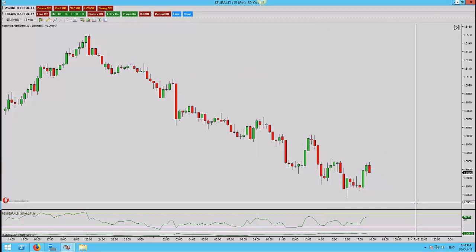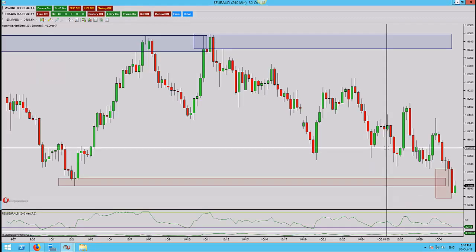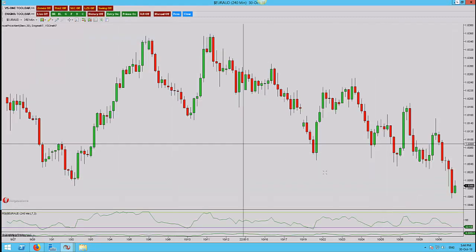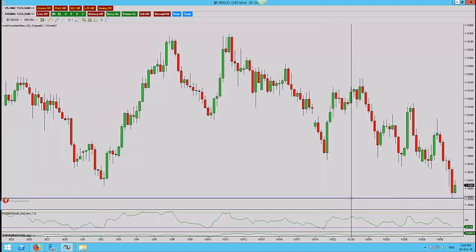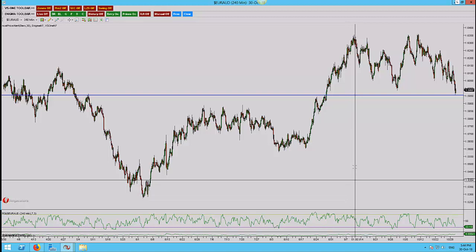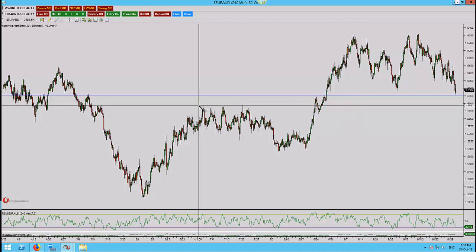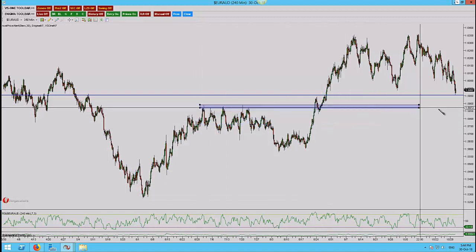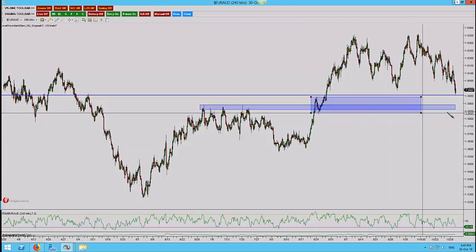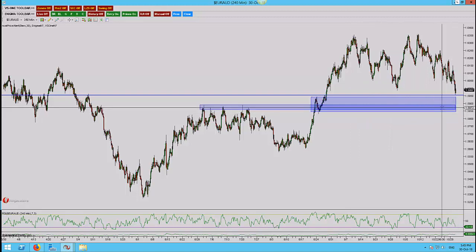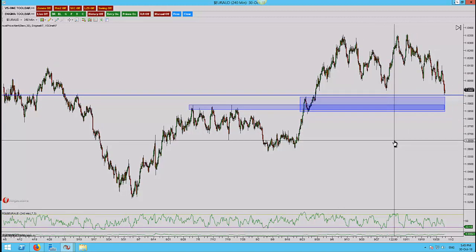So where does that extension lower come to? Well, if we just go back out to the 240, we know that we're going to first of all play for a retest of the lows here. And where could price then come to? Well, I'm looking at this zone here. Pretty much anywhere in this zone, although we do have this internal level of structure here that we can also look at.